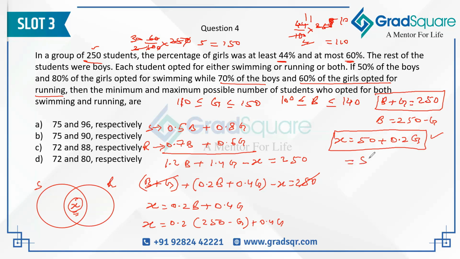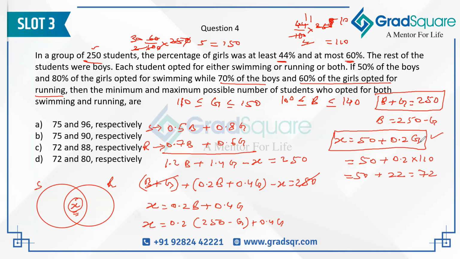So X will turn out to be, minimum possible value will be 50 plus 0.2 times 110, which will turn out to be 50 plus 22, which turns out to be equal to 72. So 72 should be the minimum possible value.